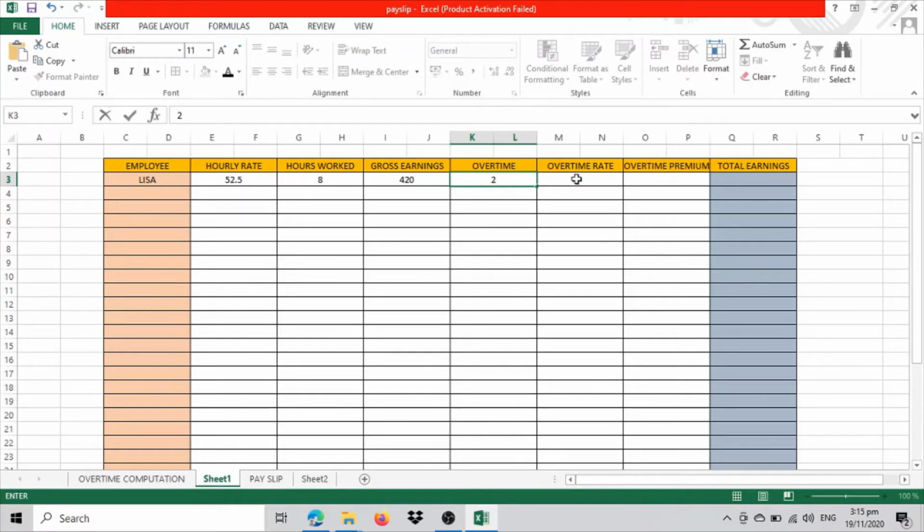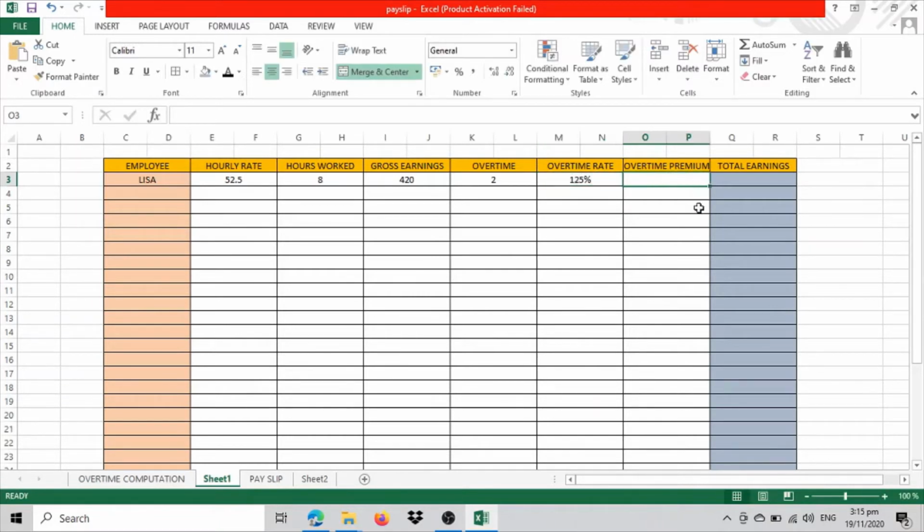How much will be her overtime rate? Based on the problem, there is no indication that she worked during holiday. And therefore, her overtime rate is 125%. That is 100% plus 25%.